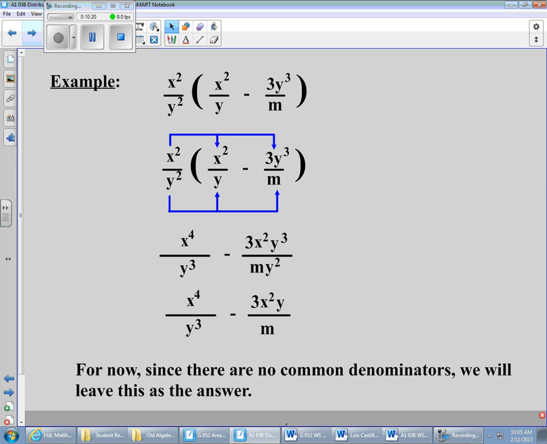Okay, so for today, I'm going to want you to distribute. I'm going to want you to simplify. But once it's simplified out, you don't have to worry about combining the terms or anything like that. Okay, let's look at another one.